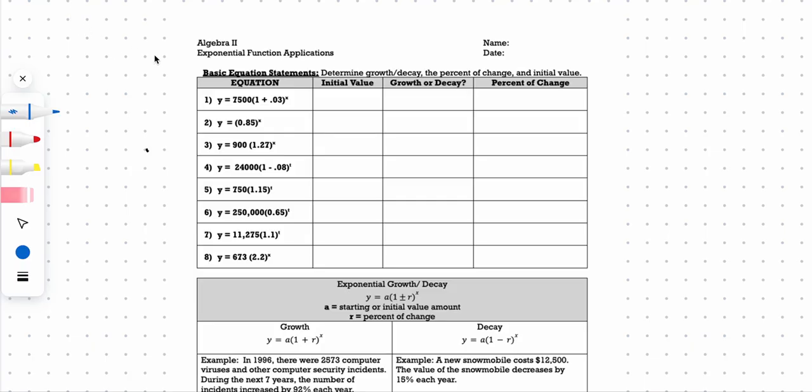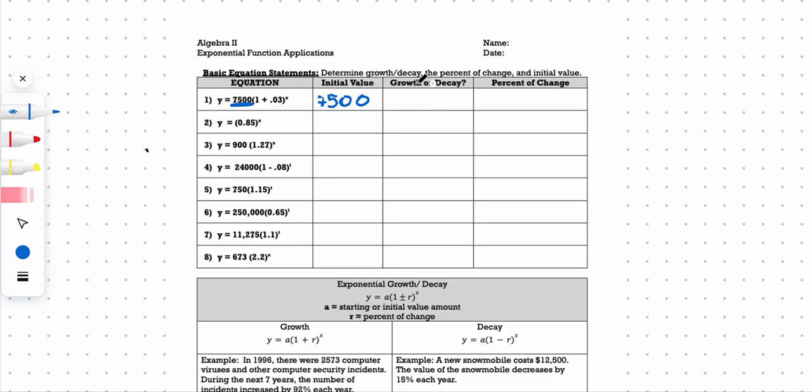Our first problem is y equals 7,500 times 1 plus 0.03 to the x power. So our initial value is always going to be our a value, which is our number out in front. In this case, it's going to be 7,500. And if you're kind of confused on that, just consult the last video. It should be in Google Classroom.